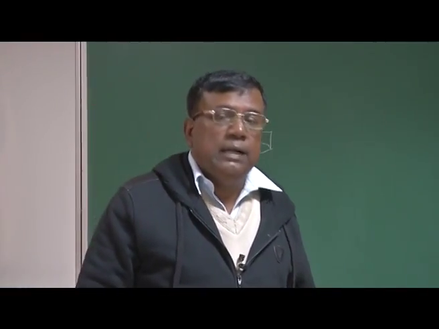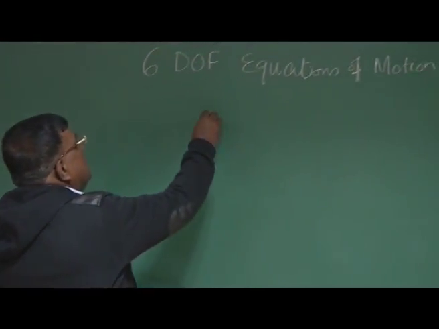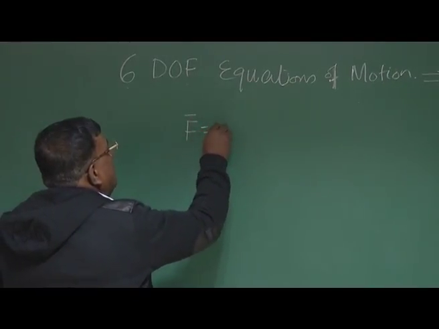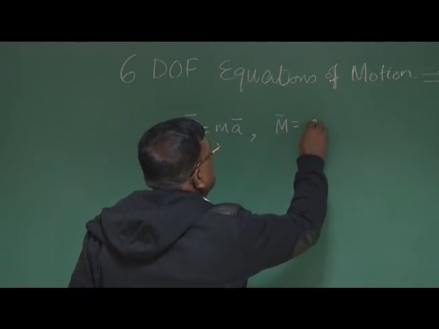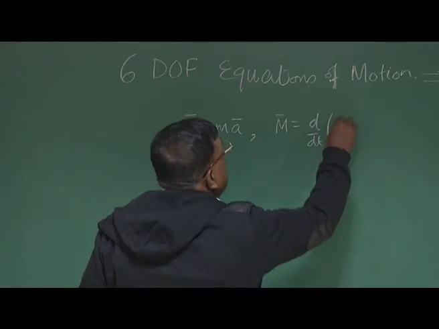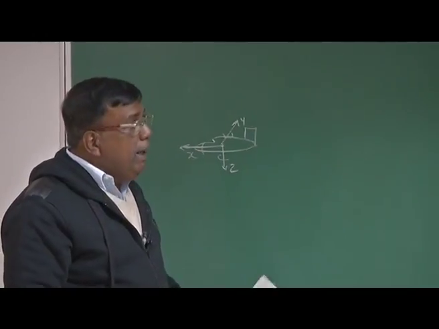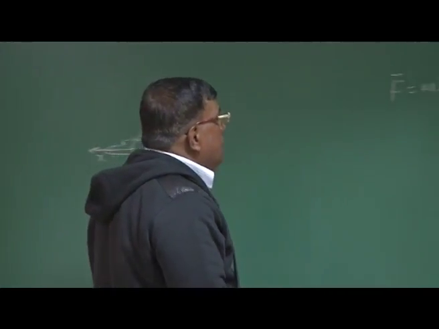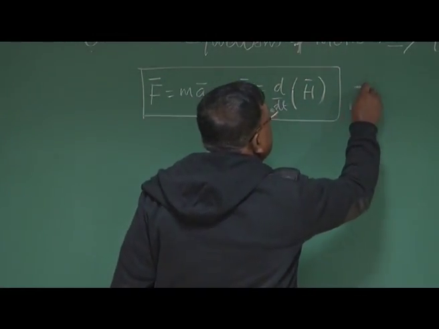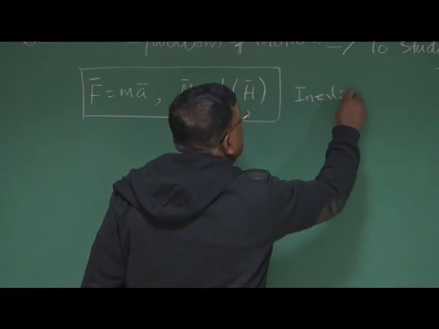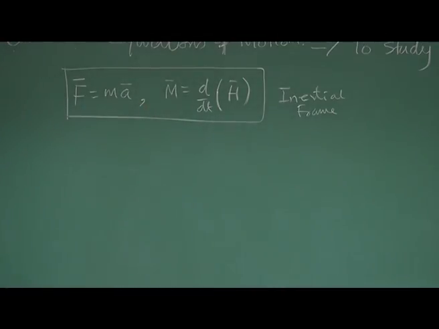We have already completed static stability of an aircraft, right? And now, how do we develop the equations of motion? You know, F is equal to ma, and applied moment is d by dt, the rate of change of angular momentum. But the constraint is, when you want to apply this, you have to be very clear that this should be applied with reference to an inertial frame.